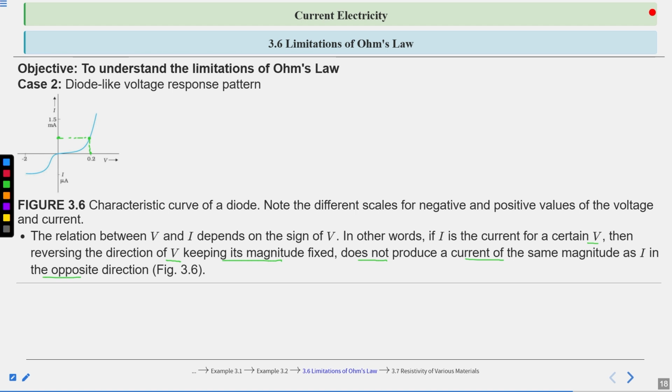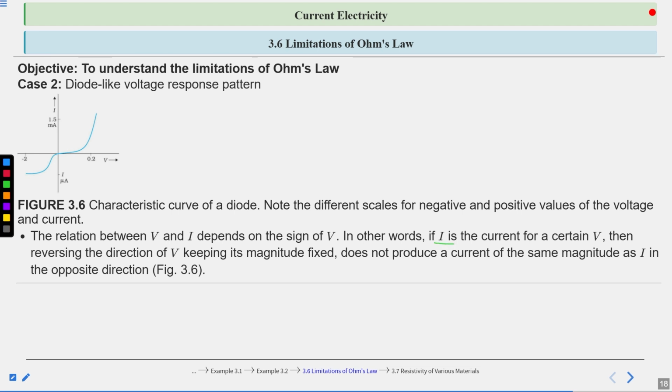Now if we take 0.2 voltage here, but the sign is different, which is minus 0.2, corresponding to that, this is the value of current. But in both cases, for the same voltage but different sign, the value of current will be different, not the same. That is expressed in this line.